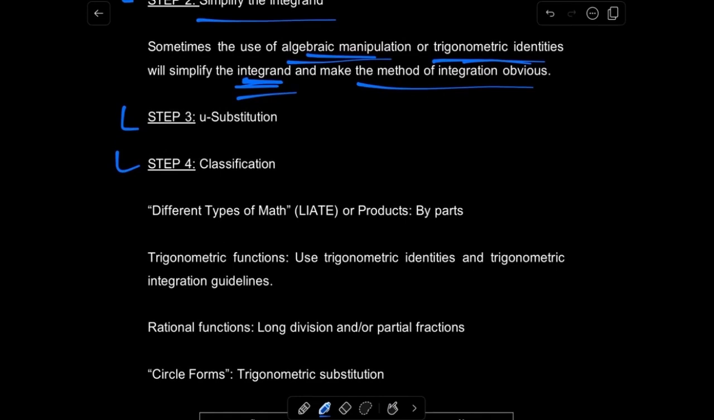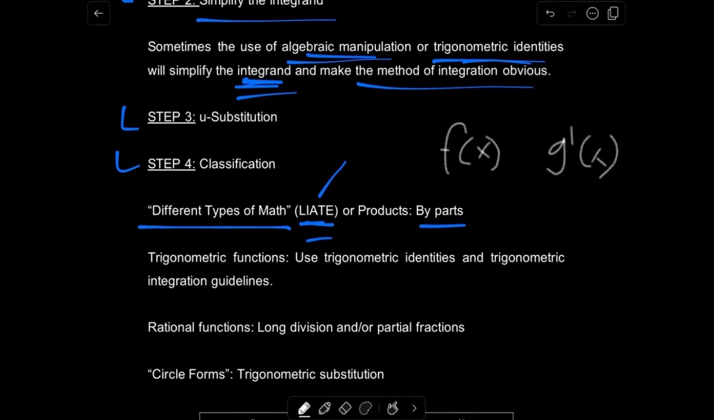So we can classify it as different types of math. And in brackets, I have here LIATE. For those of you that don't know, LIATE stands for logarithms, inverse trig, algebra, trigonometry, and exponential functions. So LIATE goes hand in hand. It's the acronym for using by parts. So it helps you select the f of x and the g prime of x function when you are using by parts.